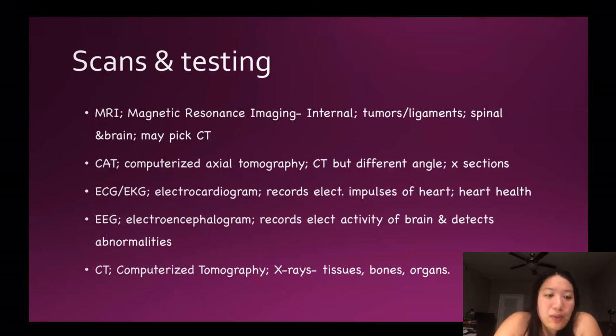So the EEG is the electroencephalogram, which focuses on the brain area, and it records electrical brain activity, and it can detect abnormalities, anything wrong with the brain or something unusual. So both the ECG and the EEG do kind of the same thing, but in different areas of the body. One is for the brain, one is for the heart.